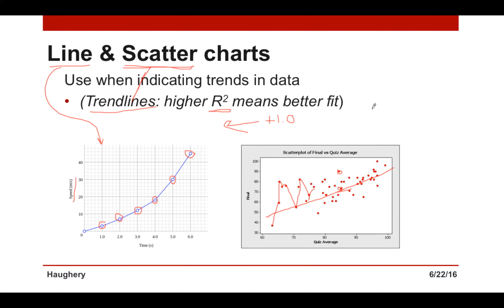And we can have different types of trend lines: linear, exponential, polynomial. So we have an option to select different types of trend lines. And what we're going to try and do with those trend lines is pick one that makes the R-square value as close to 1 as practically possible. And we'll talk about what that word practically possible means.